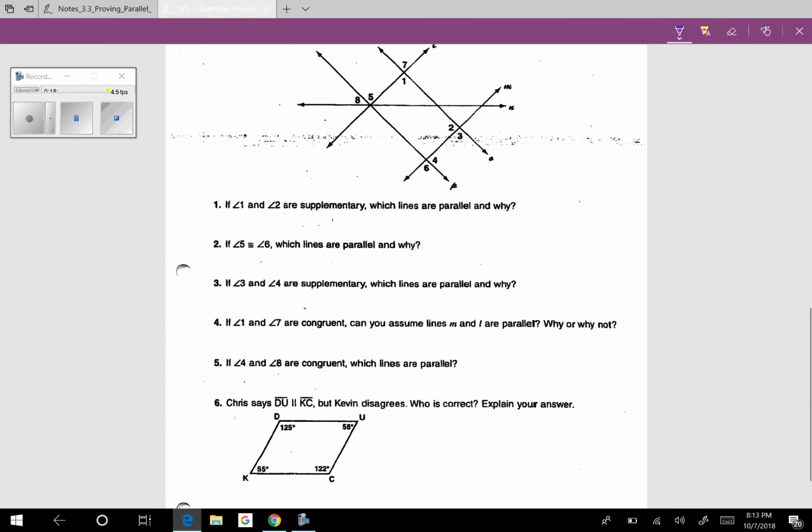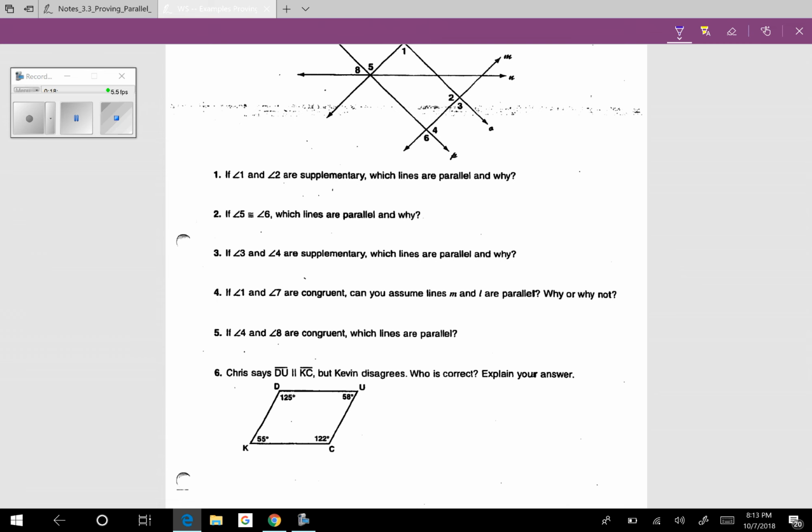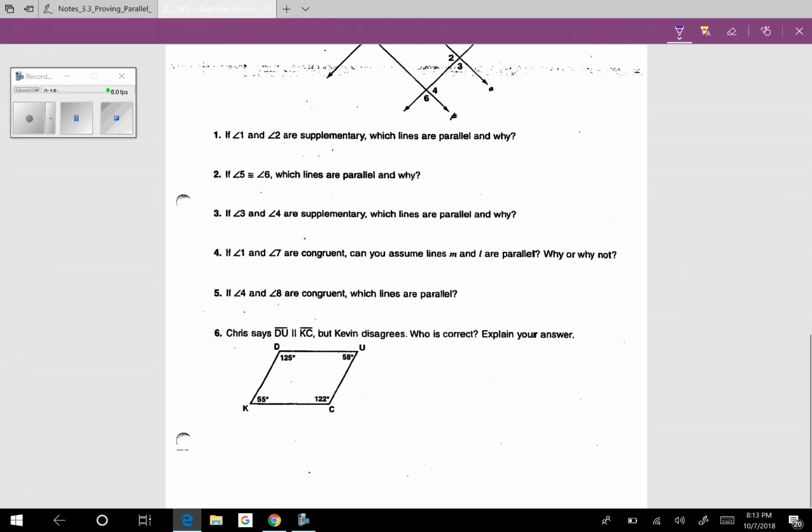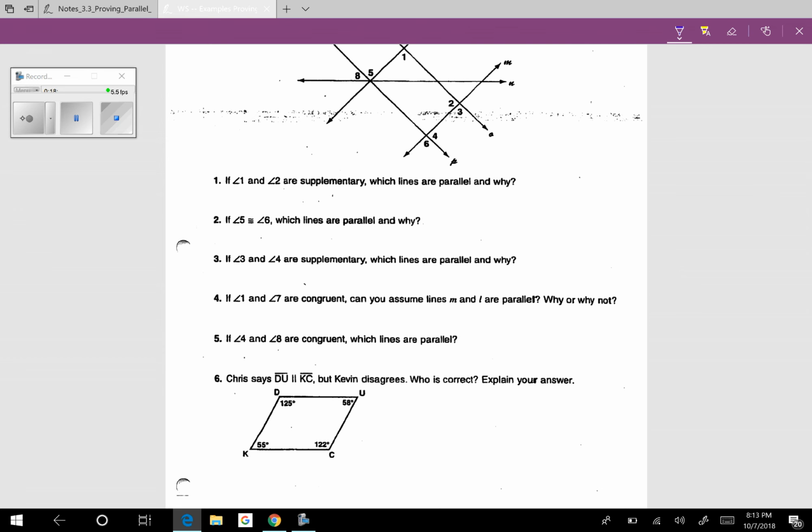All right, an example on the back here. On all these ones, you're going to use the reasoning that they've given you and then tell if the lines are parallel and why. So an example, number 1, angle 1 and angle 2 are supplementary. So which lines are parallel and why?